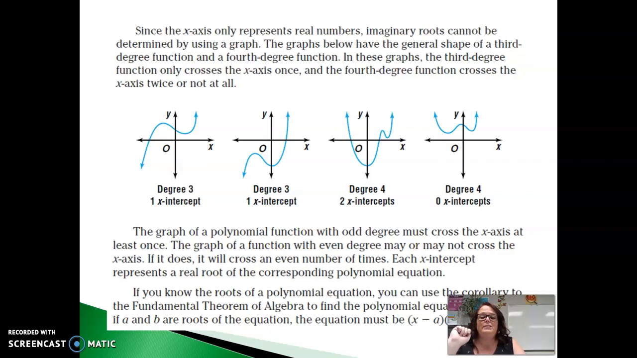So it says each x-intercept represents a real root of the corresponding polynomial equation. So if you know the roots of the polynomial equation, you can use that corollary to the fundamental theorem of algebra to find the equation. So that is, if you know that a and b are roots of the equation, then the equation (x minus a)(x minus b) equal to 0 is the equation of the polynomial.